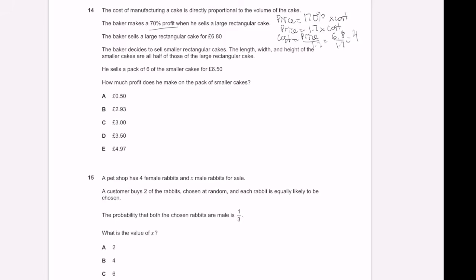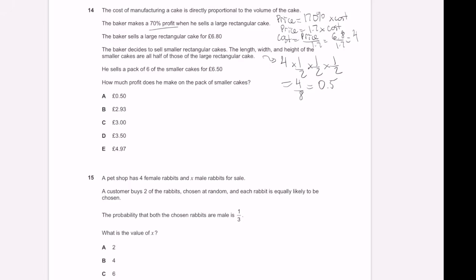So that means that the cost should be halved, theoretically, 3 times. So that means that we're going to get 4 times a half times a half times a half, which is going to be 4 divided by 8, which is just going to be 0.5 or half. Okay, so he sells a pack of 6 of the smaller cakes for $6.50. How much profit does he make on the pack of the smaller cakes?